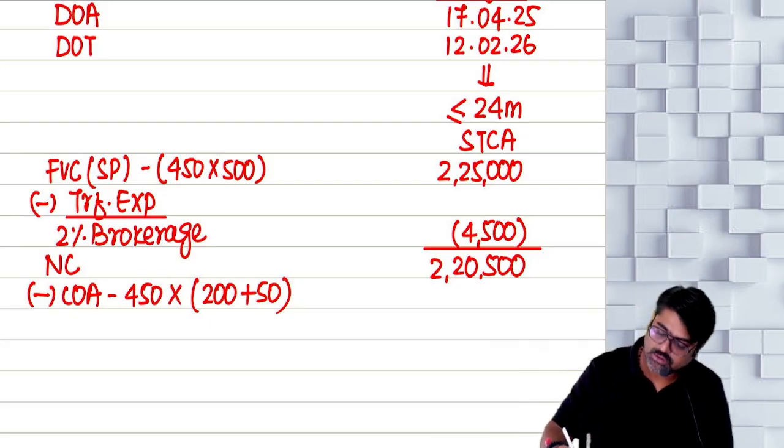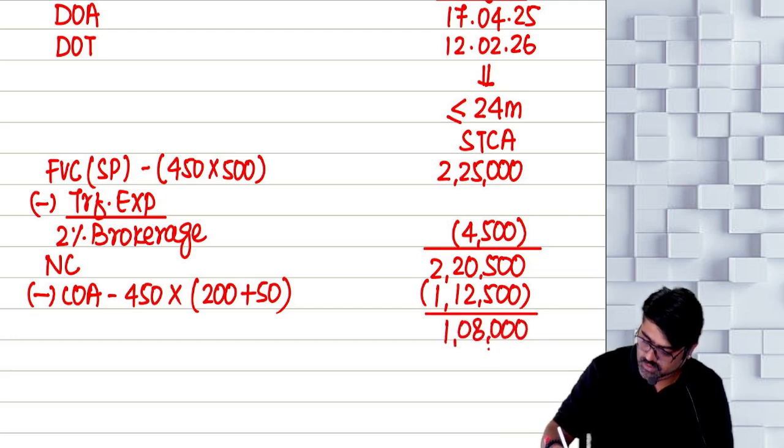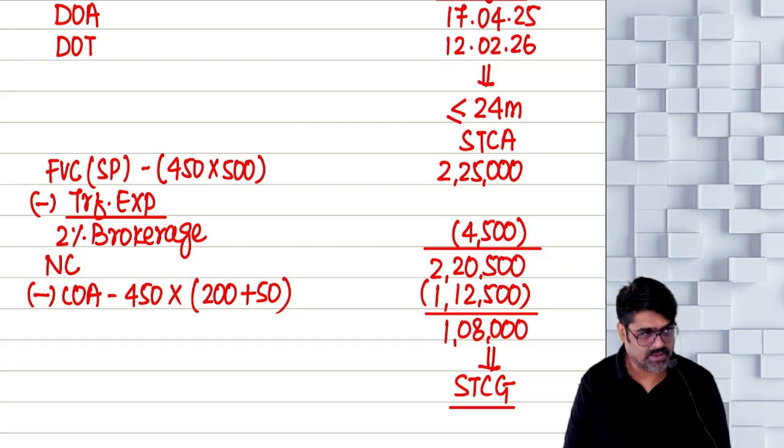And that actual cost will become his cost of acquisition. Yes or no? So 450 to 250 will be 1 lakh. Reduce that amount. 1 lakh. This final amount is what? Short-term capital gain. Taxable at what rate? 20%, no? This is 111, no? Normal rate.